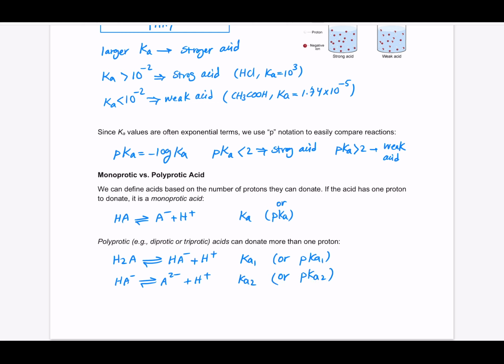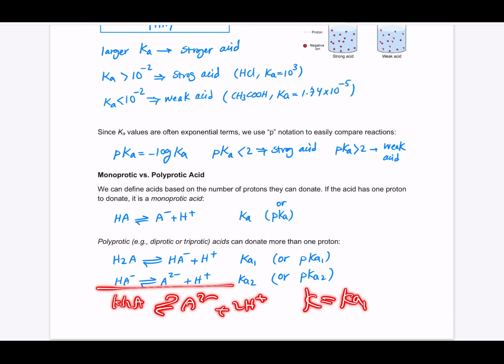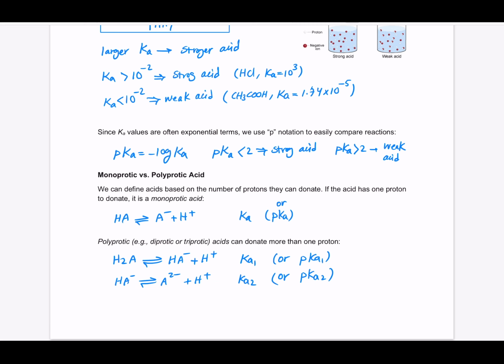Obviously, you can combine the two, H2A all the way to A2 minus plus 2H plus, and then the K value would be Ka1 times Ka2, what we've learned in chapter 1. But the numbers you get from the standard table, for example for a diprotic acid, are specifically for each reaction written in this way and for only releasing one mole of proton.